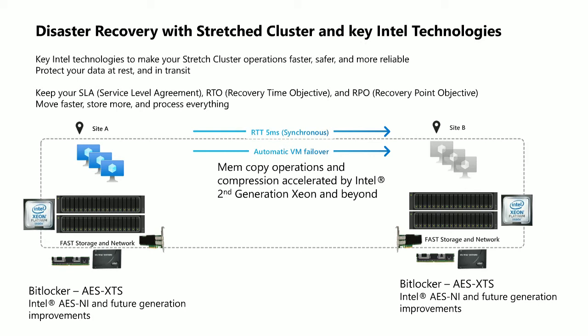If you're talking about automatic VM failover, some of the pretty high-level operations that happen in the underlying layers of the failover are memory copy operations and compression. And what does Intel have to do with it, right? We care about the memory copy operations that are part of the process, so we can expedite that with more instructions and better instructions, so this automatic failover will be faster and more reliable for you. Going back to the SLA, RTO, and RPO point here.